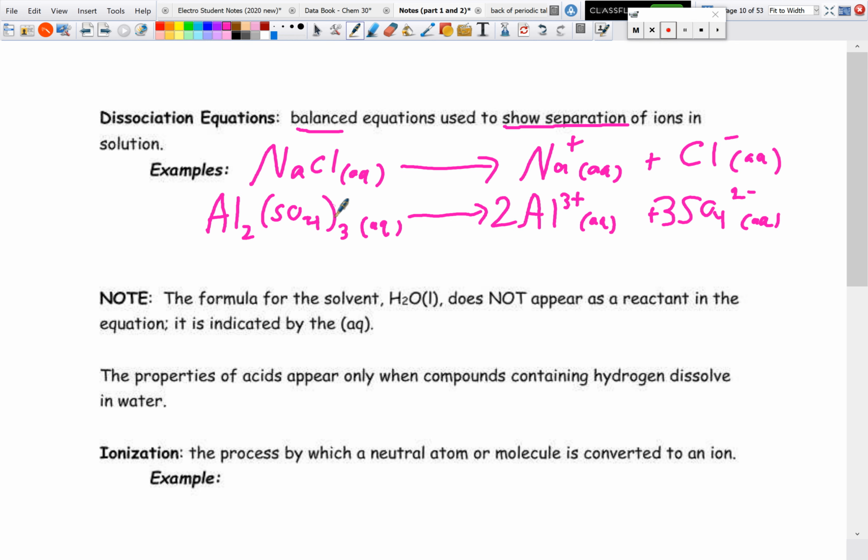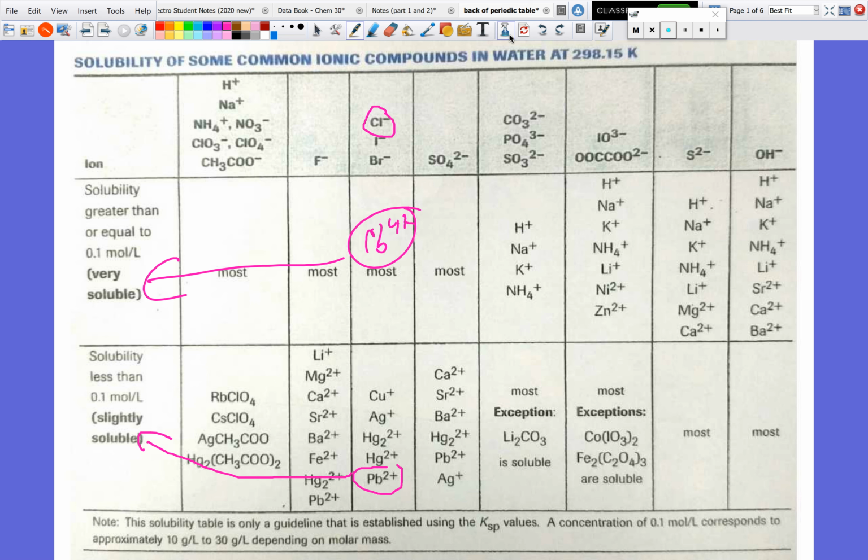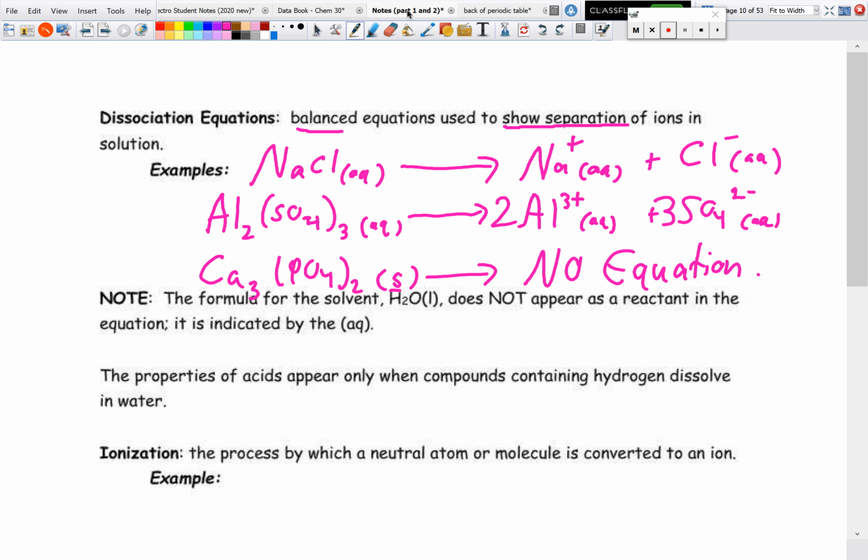In this way, you do have to be careful about checking the solubility chart, because if you're given something like calcium phosphate, which isn't aqueous and stays as a solid, it has no dissociation equation because it does not break apart into its ions. It stays together. So that's why you have to check a solubility chart, and if you notice that the combination is insoluble or slightly soluble, there is no dissociation.